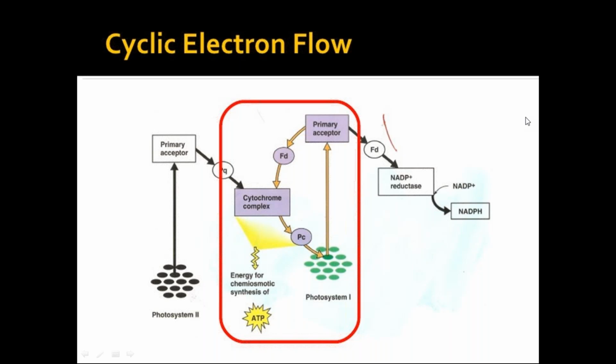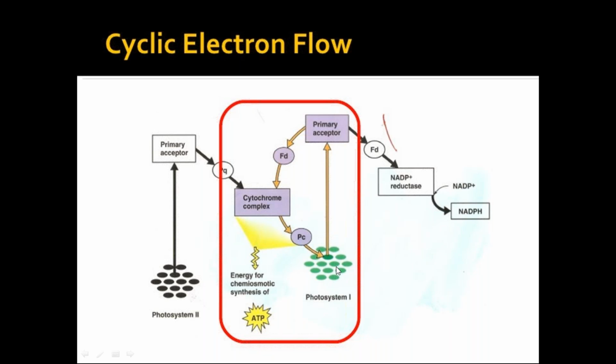In cyclic photophosphorylation, only one photosystem is involved, that is photosystem 1. In non-cyclic photophosphorylation, photosystem 1 and photosystem 2 both are involved. But in case of cyclic photophosphorylation, only photosystem 1 is involved.